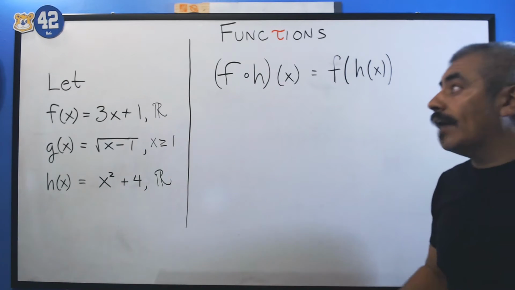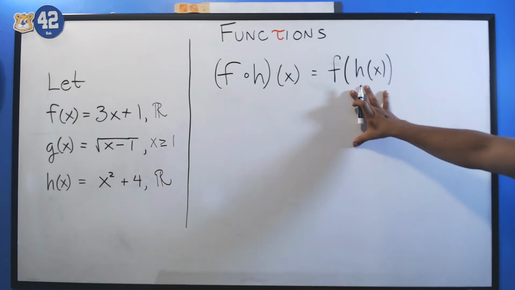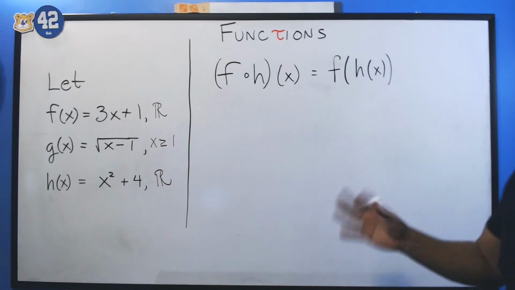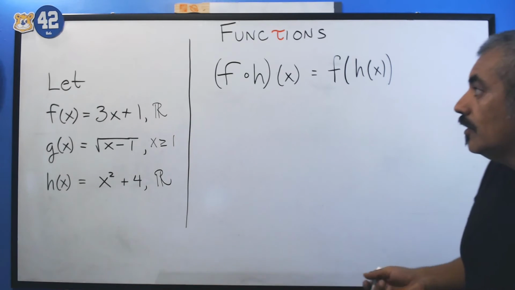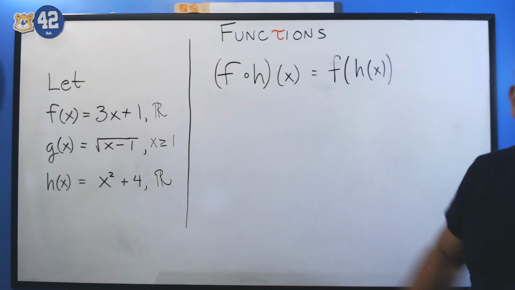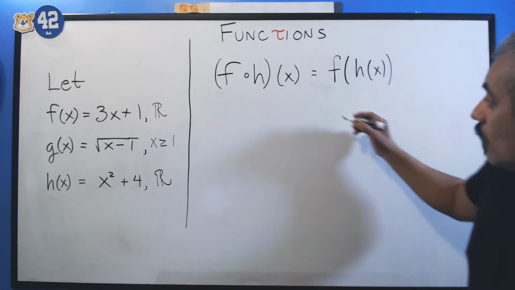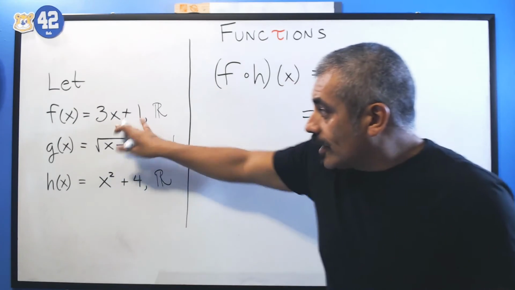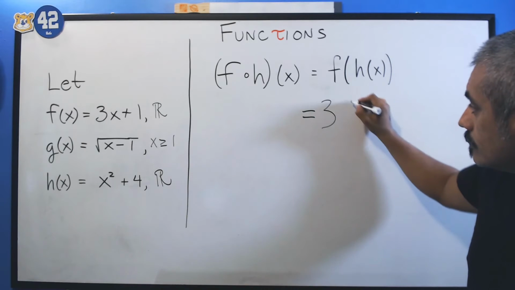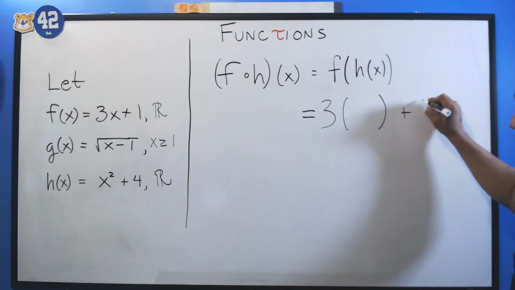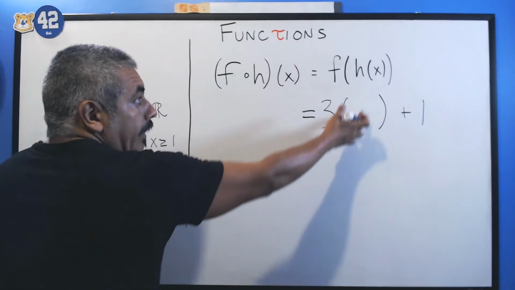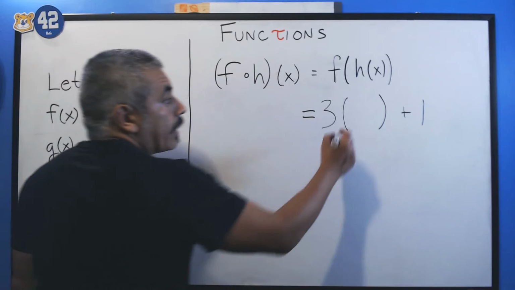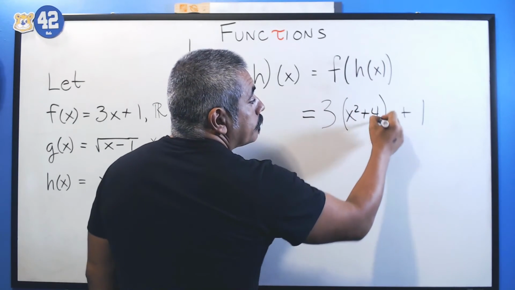So now let's take a look at f of h of x again. And they're asking us to plug in h of x into f of x. In this case, they're not asking us to evaluate for any number. They're just asking us to compose this function. So we're simply going to say f of h of x is going to be f, so 3x plus 1. So it's going to be 3 something plugged in here plus 1. And that something that we're going to plug in is h of x, which is x squared plus 4. So let's go ahead and say x squared plus 4.